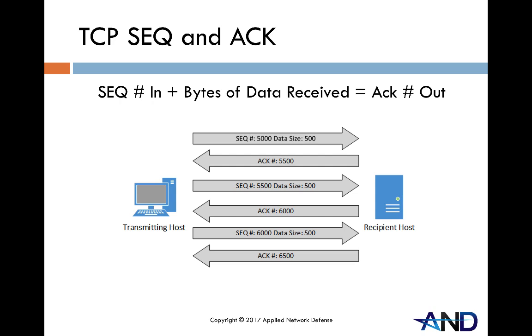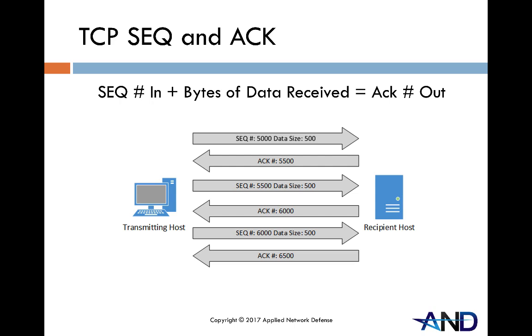So in this case, the initial sequence number was 5000. The data size was 500. You add those up, that's 5500. The recipient host sends an acknowledgement packet back with an ACK number of 5500. And that now is the sequence number that the transmitting host is going to use to send the next packet. So you see the next packet, the third arrow in this line, is sequence number 5500. I send another 500 bytes, and the recipient sends back 6000. It's adding 5500 to 500, and it's acknowledging with 6000. This happens one more time. The sequence number at that point is 6000.